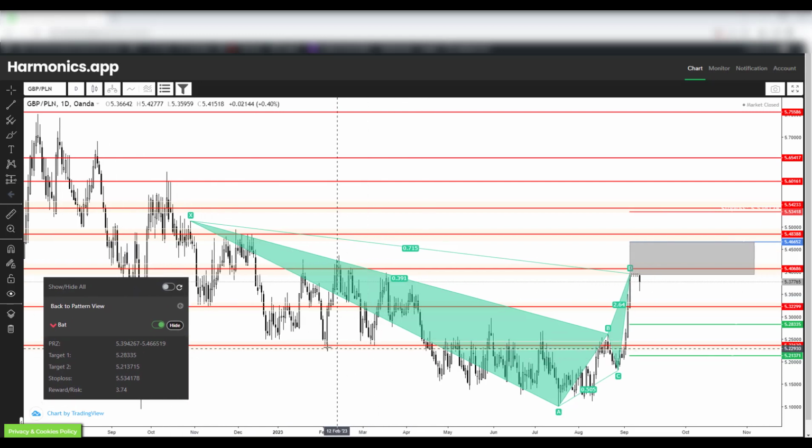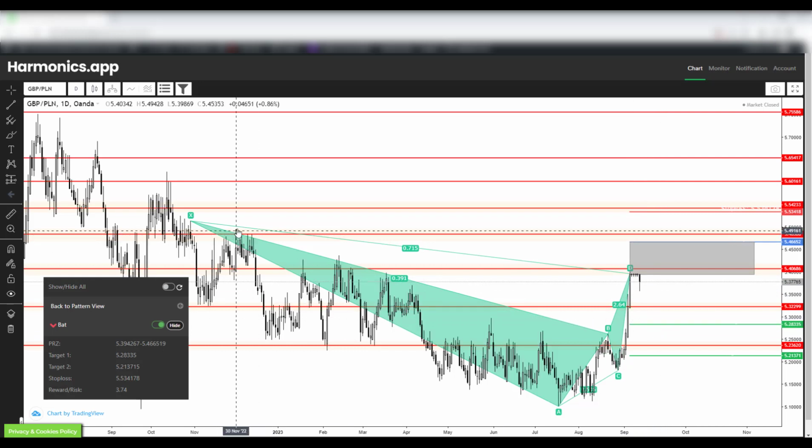As I mentioned in the previous week analysis, the bat pattern works the best if you have a trend that is formed and then the price makes some kind of a breakout from this trend, and then forms a bat pattern, which most of the time is a valid one that will push the price back to the trend.